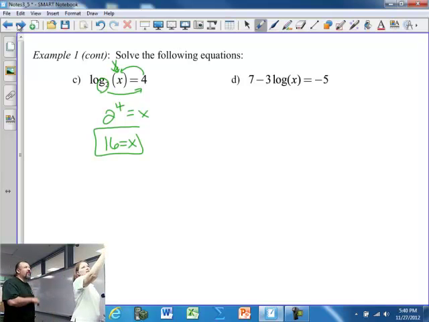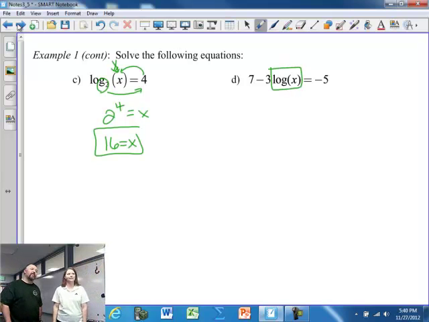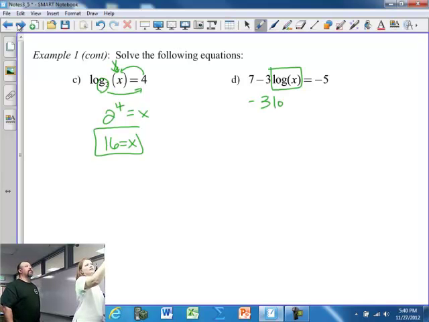The next one looks basically the same, except you got more stuff. We got to get rid of everything that isn't log of x. So we're going to minus our 7. So we've got negative 12. We're going to divide by a negative 3.